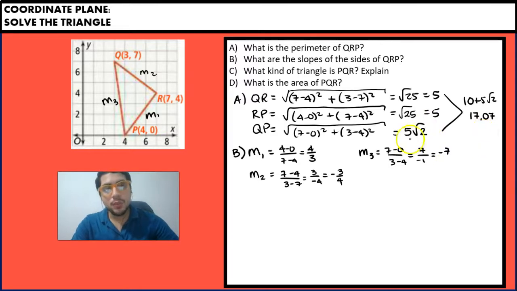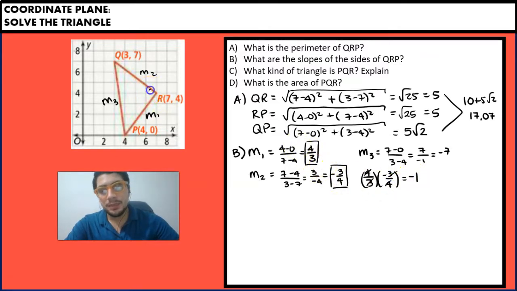Okay guys, now what can we see about these slopes? We have slope 1, M1, M2, and M3. As you can see, these two slopes are 4 divided by 3 and minus 3 divided by 4. Now, we have to remember that whenever the multiplication of two slopes gives us minus 1, they are going to be perpendicular. And in this case, we have that. If we multiply them, that is going to give us an answer of minus 1. So that means that these two are perpendicular, meaning that here we're going to have a right angle.